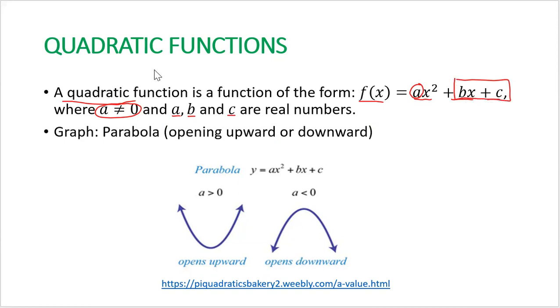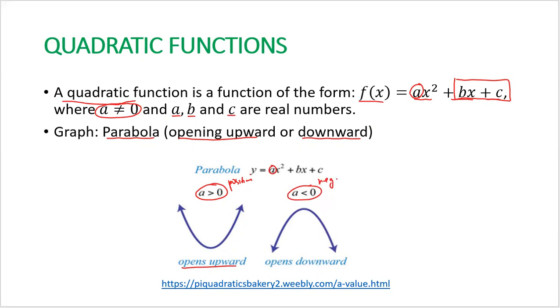Now, the graph of a quadratic function is a parabola that is either opening upward or opening downward. In order to determine whether the parabola opens upward or downward, it depends on the value of a. If a is positive, then the parabola is opening upward, while if a is negative, then the parabola is opening downward.